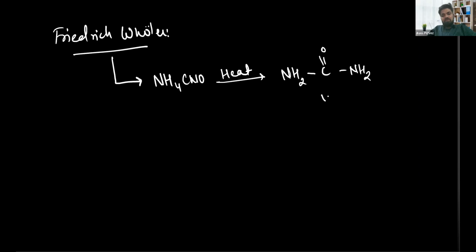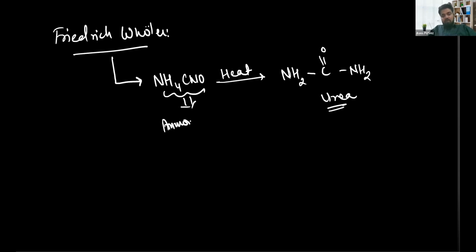He made it from an inorganic substance, and that was ammonium cyanide, NH4CNO. So when he heated ammonium cyanide in the lab, it got converted into NH2C double bond O NH2, and this is urea. Ammonium cyanide is an inorganic compound.